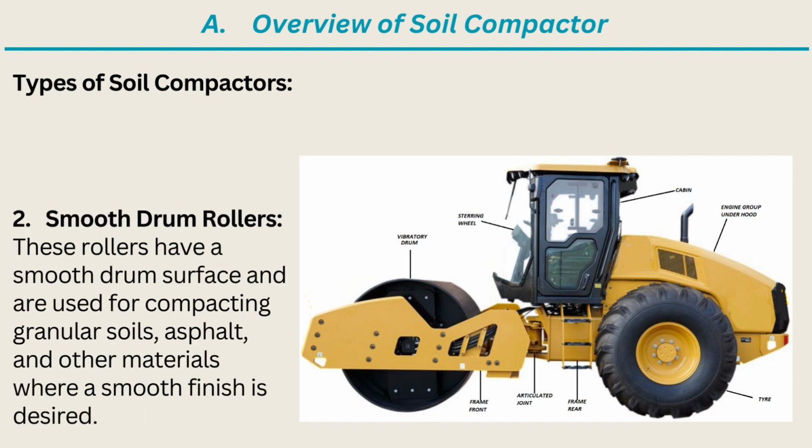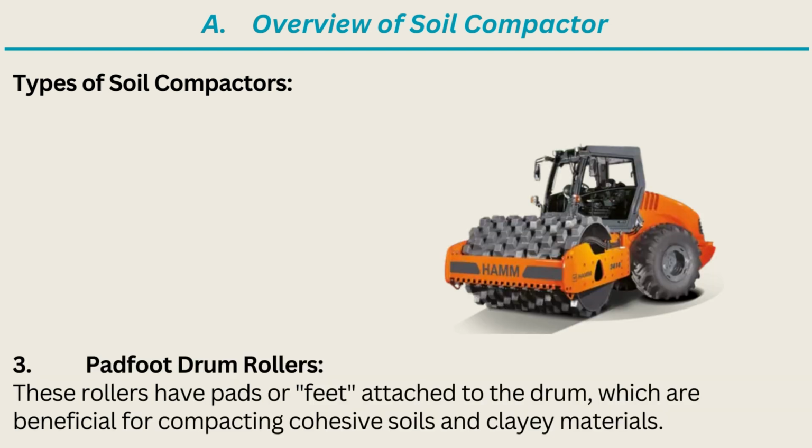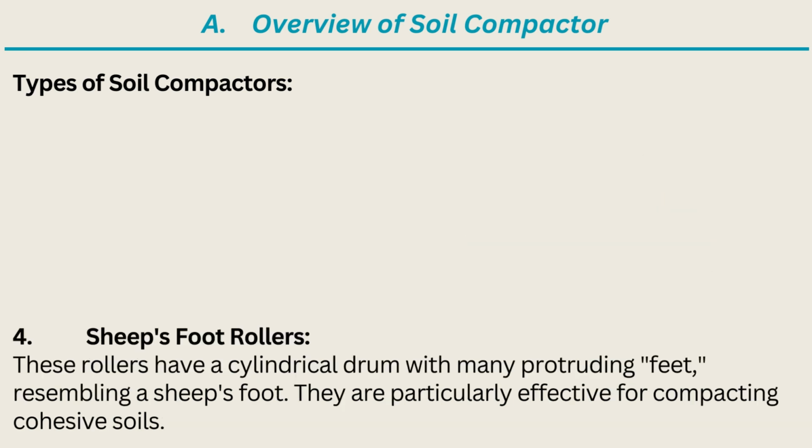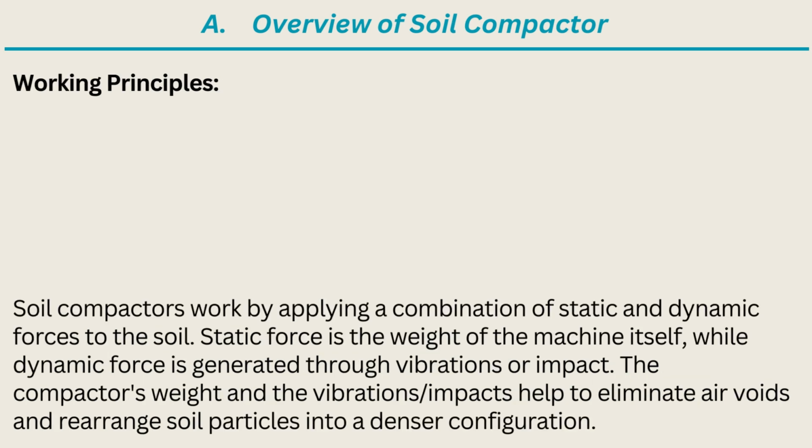2. Smooth drum rollers. These rollers have a smooth drum surface and are used for compacting granular soils, asphalt, and other materials where a smooth finish is desired. 3. Padfoot drum rollers. These rollers have pads or feet attached to the drum, which are beneficial for compacting cohesive soils and clayey materials. 4. Sheep's foot rollers. These rollers have a cylindrical drum with many protruding feet, resembling a sheep's foot. They are particularly effective for compacting cohesive soils.